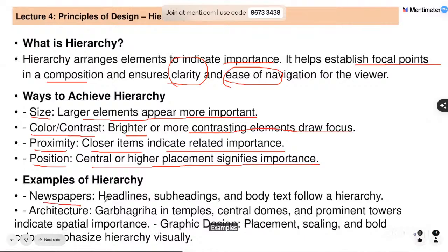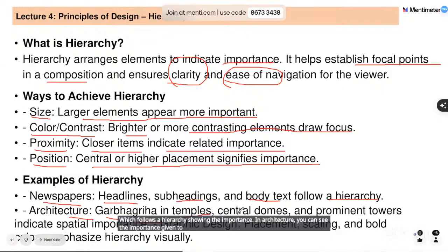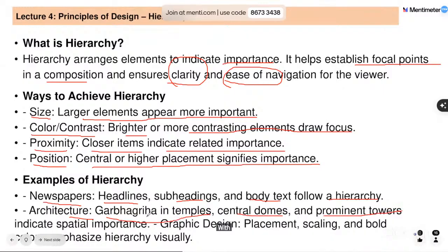Examples are newspapers, like how you have a hierarchy of headings, subheadings, and body text, showing the importance. In architecture, you can see the importance given to the Garbhagriha in temples with central domes and prominent towers, which indicates spatial importance. In graphic design, placement, scaling, and extremely bold use are all essential to emphasize hierarchy.